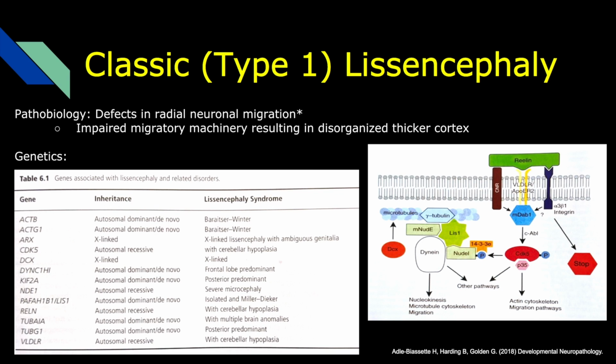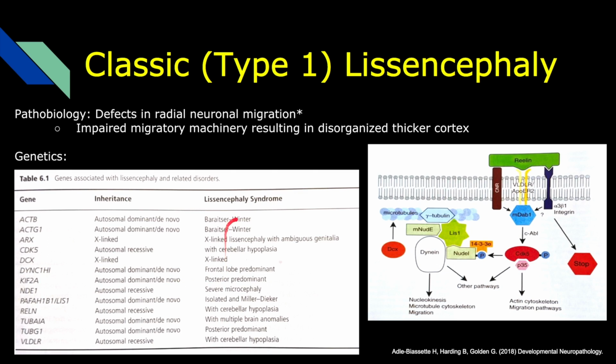So what brings all these diseases together? Again, there's impaired migrational machinery resulting in a disorganized, thicker cortex. And really they're defects in radial migration. I put this asterisk here because one of them, particularly ARX, is actually thought to be a defect in tangential migration. But for the most part, they're thought to be defects in radial migration. And you can see the list of mutations being discovered continues to grow. They have different types of inheritance patterns, from autosomal dominant, recessive, X-linked, and some de novo mutations.